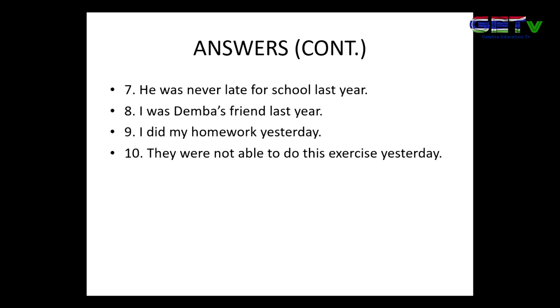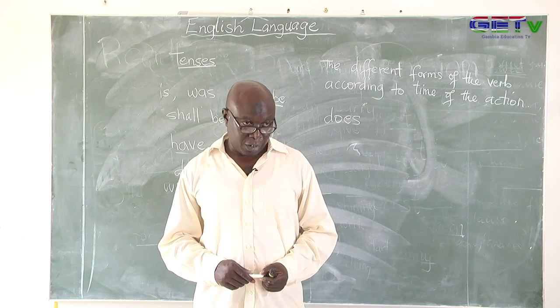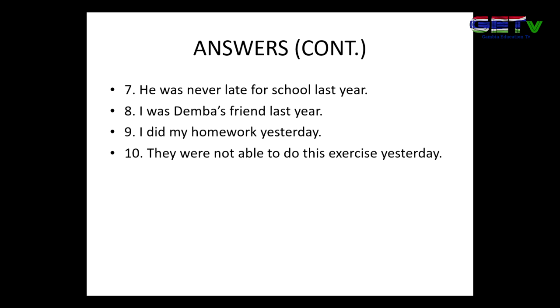I do my homework would become I did my homework yesterday. They were not able to do this exercise yesterday. They are not able to do this exercise was the question. It changes to they were.